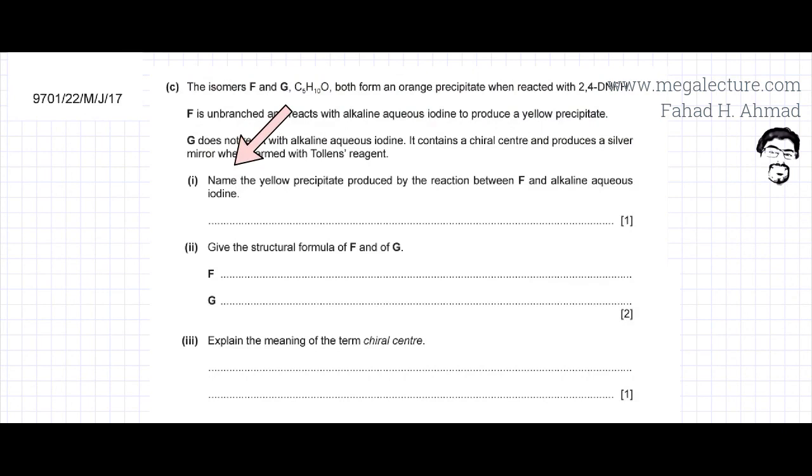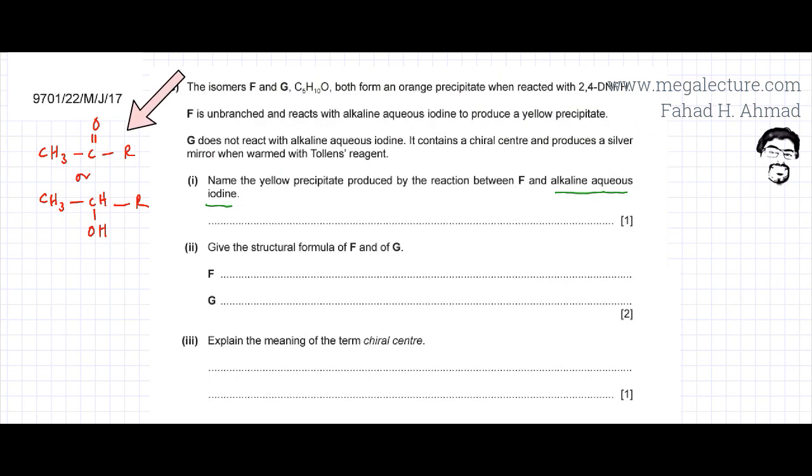The first part of this question asks you to name the yellow precipitate produced by the reaction between F and alkaline aqueous iodine. Remember, this is your iodoform test. Whenever you react a compound with alkaline aqueous iodine, this is the iodoform test. It is specifically used to identify molecules that contain the following structures: either a methyl group next to a C=O bond, or a methyl group next to CHOH. The rest of the molecule could be anything. These two structures are identified using the iodoform test.